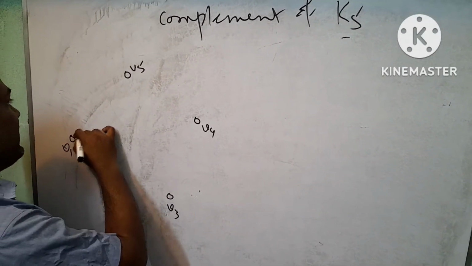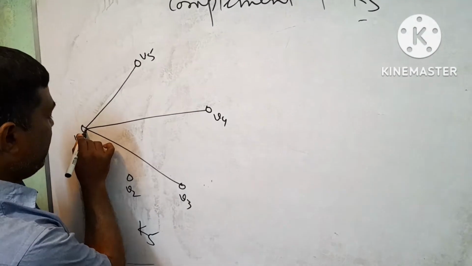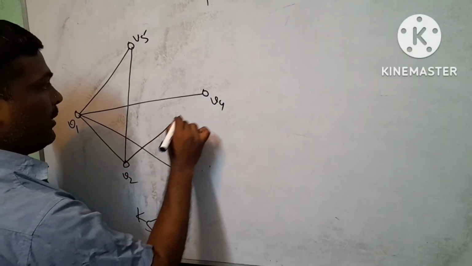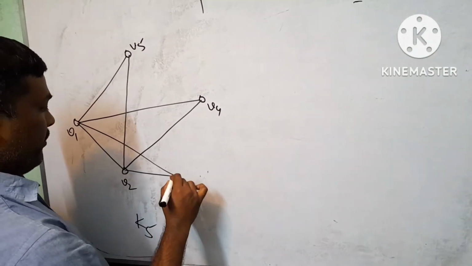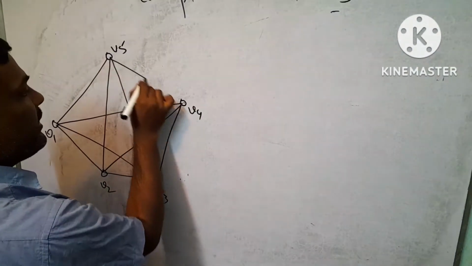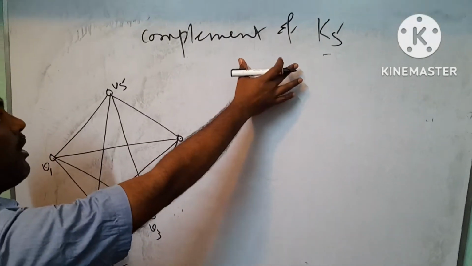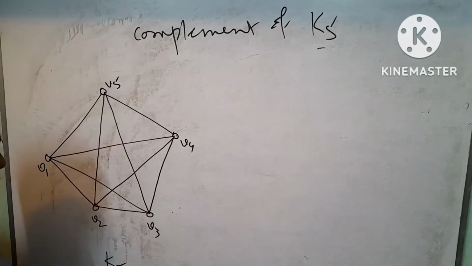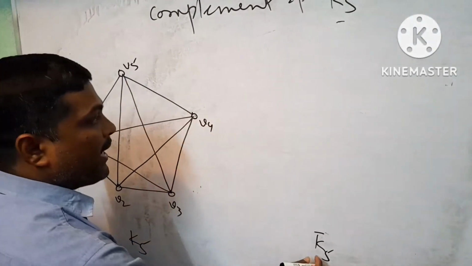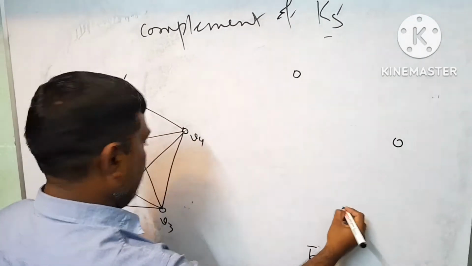So V1 is adjacent to all other vertices, and it is a regular graph. V2 also adjacent to all other vertices. V3 also adjacent to all other vertices. So this graph is complete graph K5. Question is draw the complement of K5. So K5 and the complement of K5. Suppose K5 bar. This is complement of K5. So both have the same vertex set. So these are 5 vertices.